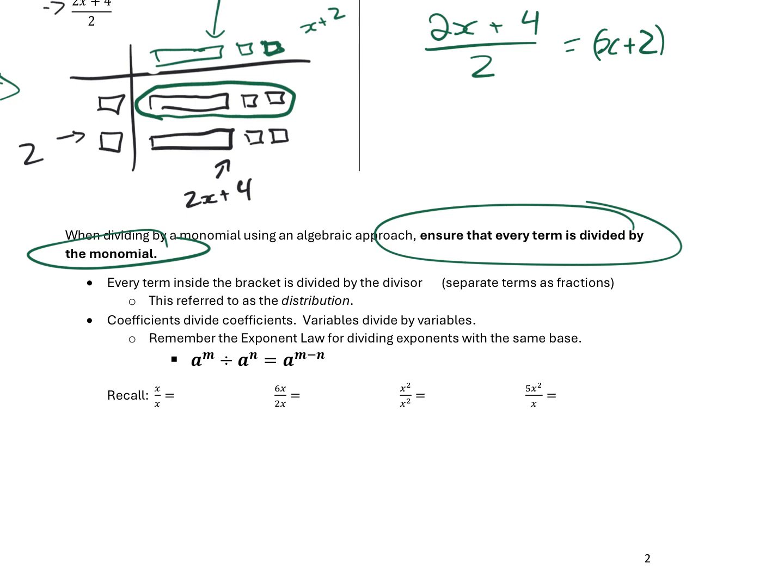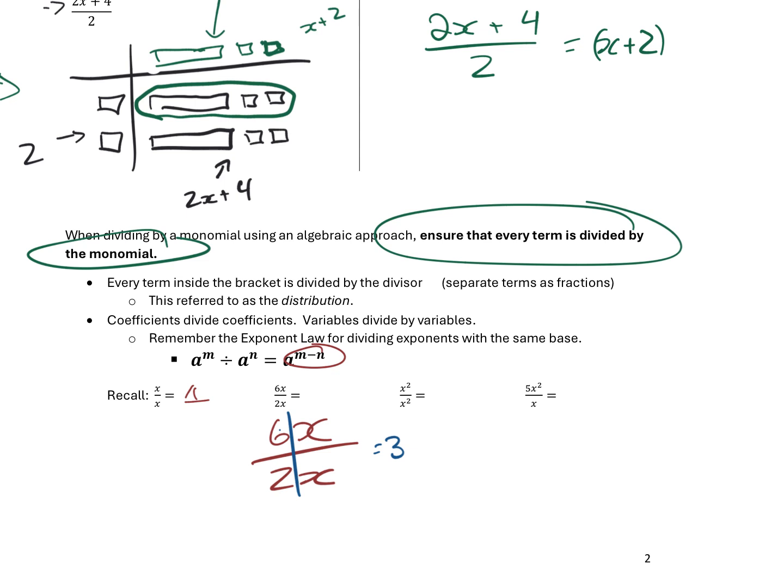So if I had am divided by an, what we're doing is subtracting m minus n. So x over x is going to equal 1. 6x over 2x, okay? If we treat those separately, imagine you're dividing the 6 and the 2 together and the x's together. 6 divided by 2 leaves me with 3, and x divided by x leaves me with 1, so I don't have to do anything there.